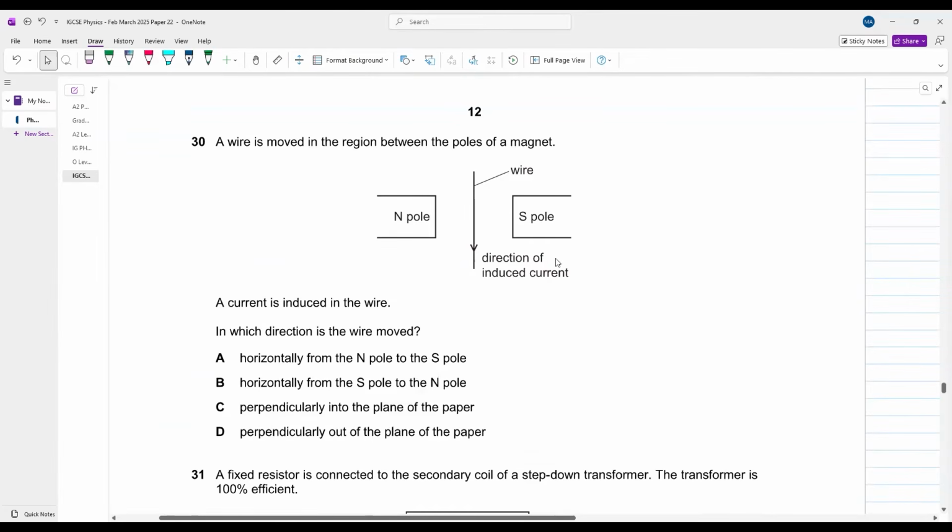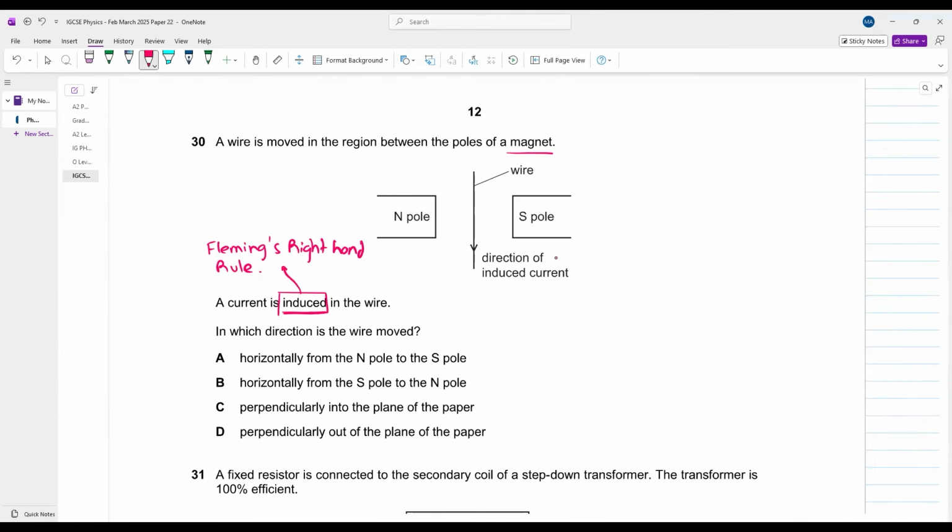A wire is moved in a region between the poles of a magnet. A current is induced. Whenever a current is induced, कौन सा लॉ लगाते हैं भाई? Fleming's right hand rule. Whenever a current is induced, कौन सा लॉ लगाते हैं बेटा? Fleming's right hand rule. In which direction is the wire moved? कौन सी डायरेक्शन में वायर को मूव करते हैं?